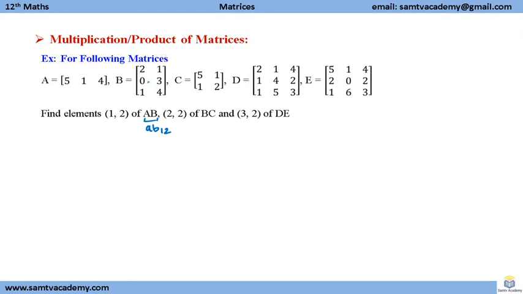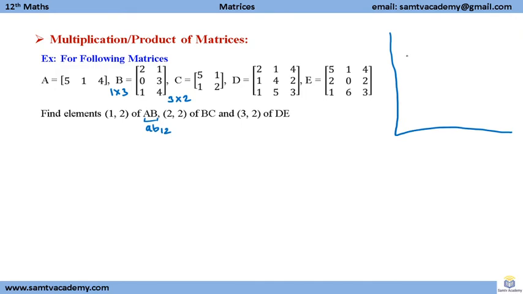Okay, so here we will see what the order is. The order is 1 by 3 and its order is 3 by 2. Here column is equal to row, so its multiplication is possible and it is defined. So we need to find it out. First I will explain how we can solve it.